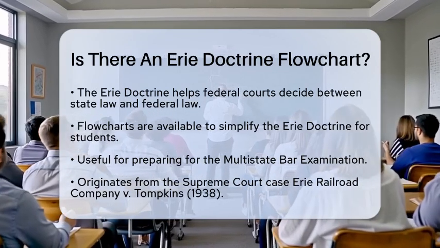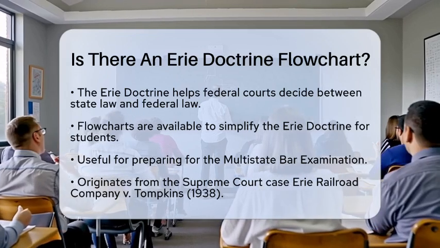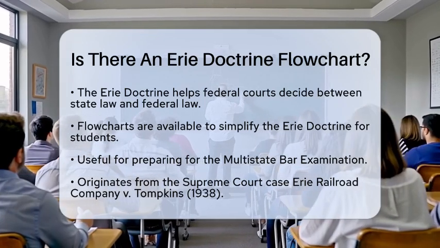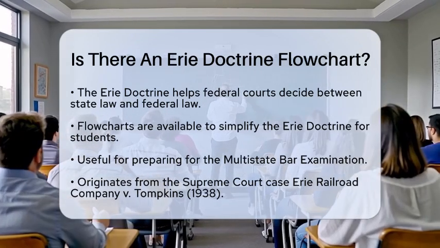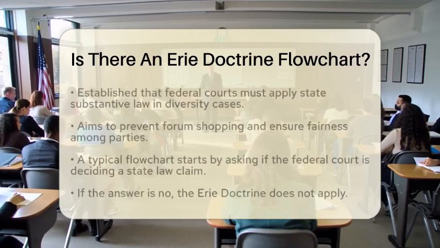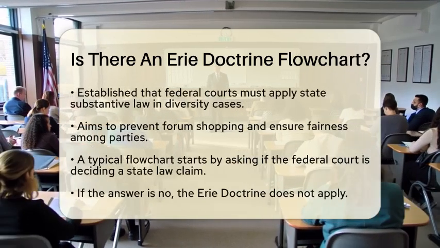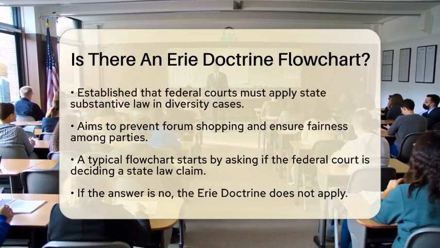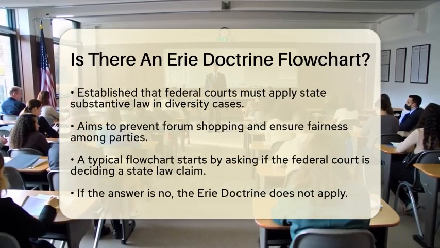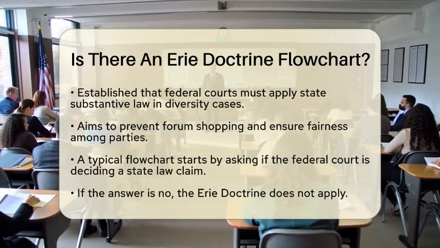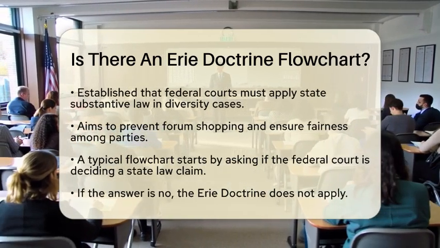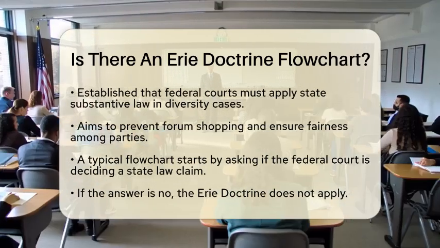To start, let's look at the Erie Doctrine itself. This principle originates from the United States Supreme Court case Erie Railroad Company v. Tompkins in 1938. The ruling established that when federal courts are handling cases based on diversity jurisdiction, they must apply the substantive law of the state, not federal common law. This was done to prevent forum shopping and ensure fairness among parties from different states.